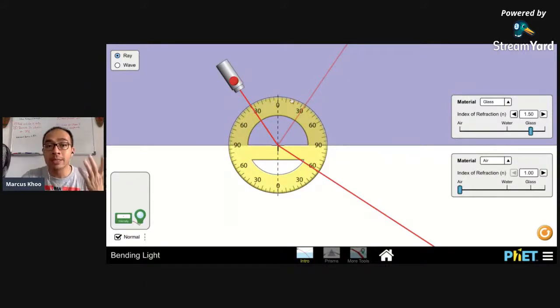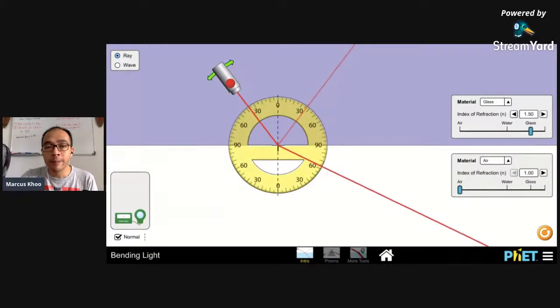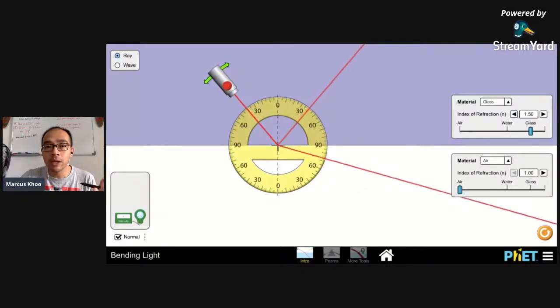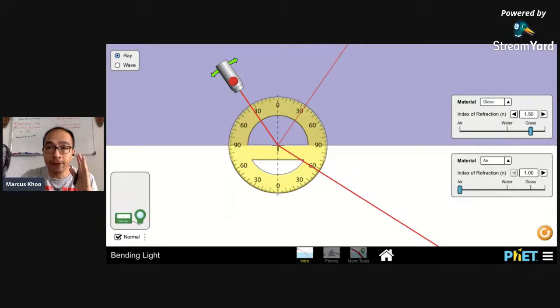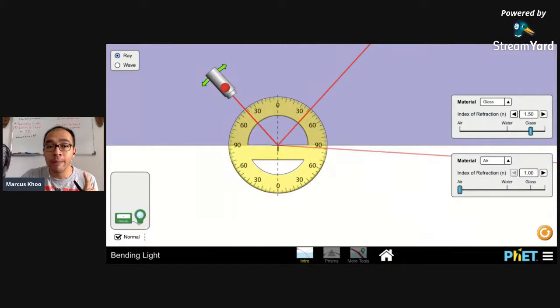The incident angle must be the same as the reflected angle. But as I increase this, look at the intensity of the reflected ray and the refracted ray. The reflected ray becomes brighter. Notice, it becomes more and more bright, while this refracted ray becomes more and more dim. It is as if they both combine and then finally become totally internally reflected.